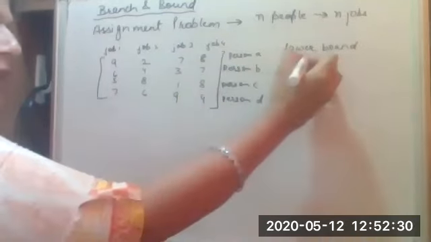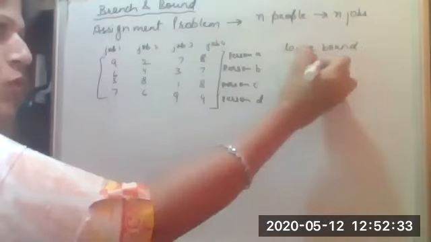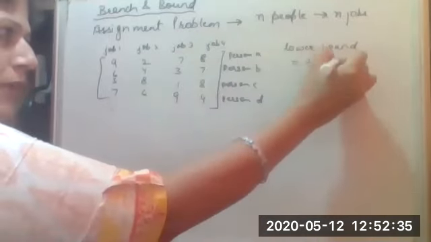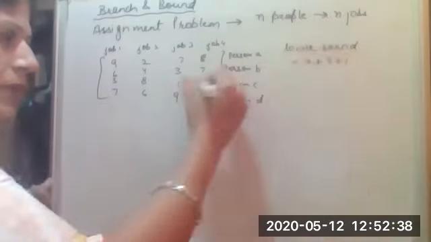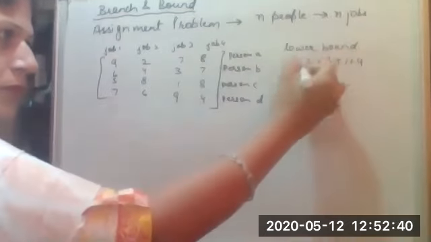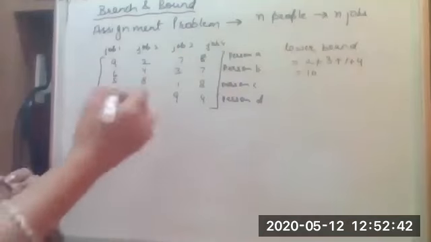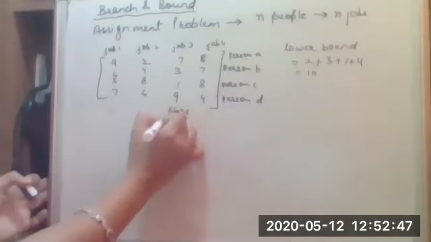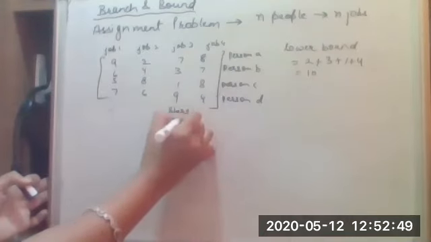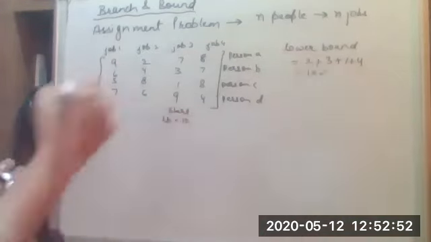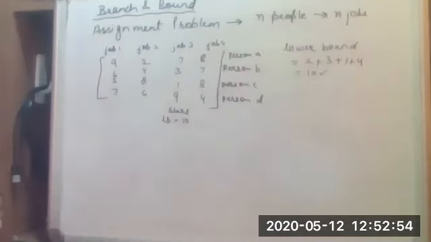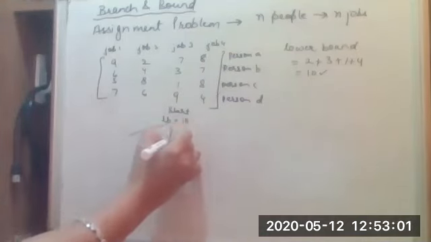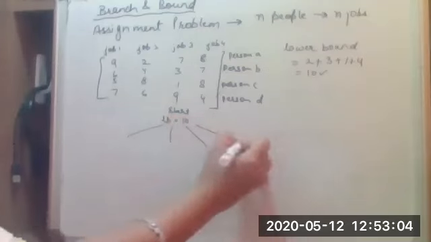So in this case, the minimum value in the first row is 2, in the second row is 3, in the third row is 1, and in the last row it is 4, which sums to 10. So we are saying that when we start with our state space tree, the lower bound that we get is 10. Yes, because we have not selected anything yet, but to start with, this is the lowest bound that we will have. Now from here, we have 4 choices for person A.